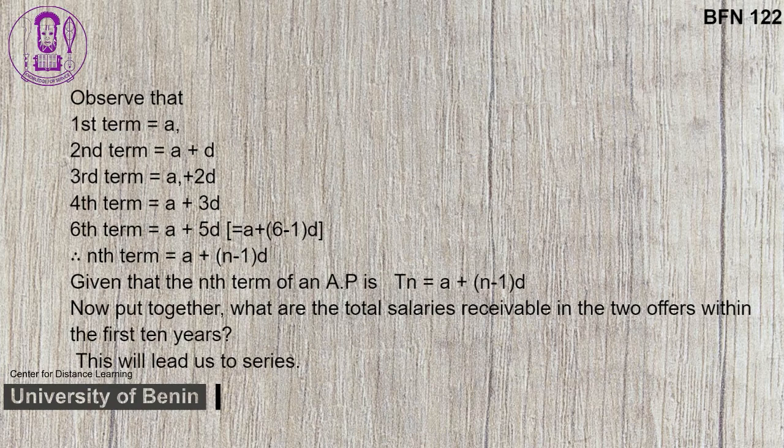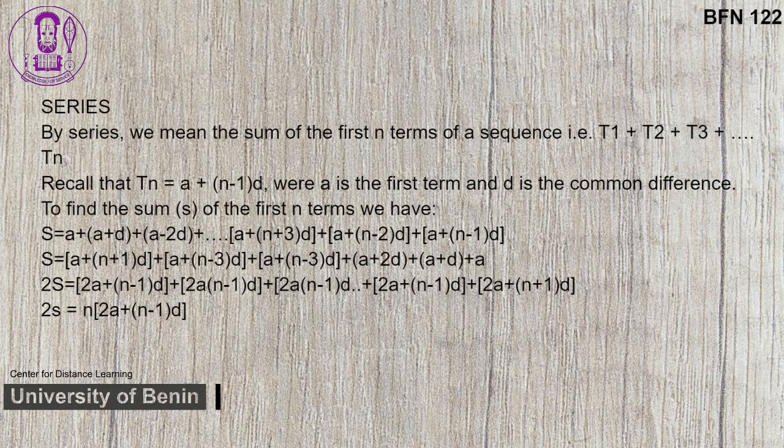Given that the nth term of an AP is Tn equals A plus (n - 1)D. Now put together, what are the total salaries receivable in the 2 offers within the first 10 years? This will lead us to a series. Series. By series, we mean the sum of the first n terms of a sequence, i.e. T1 plus T2 plus T3 plus ... plus Tn.